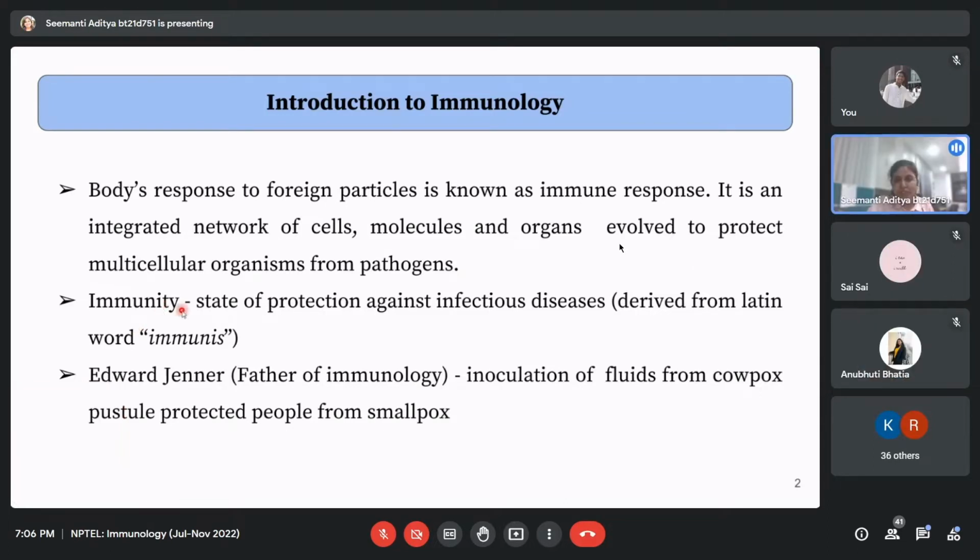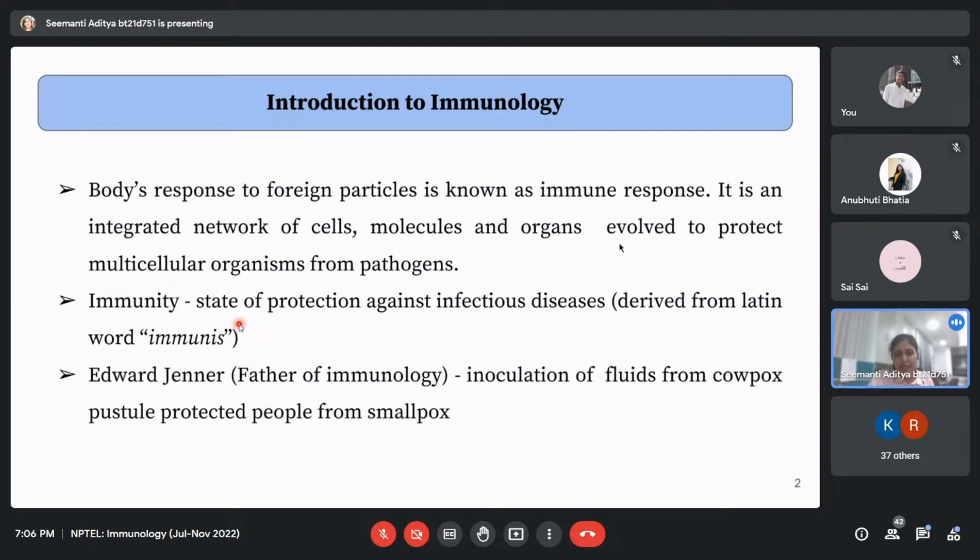The word immunity comes from a Latin word, immunis. We have seen that some people are genetically blessed with a better immune system, and some people have a less strong immune system. This is also, to some extent, dependent on what genes you have inherited from your parents.